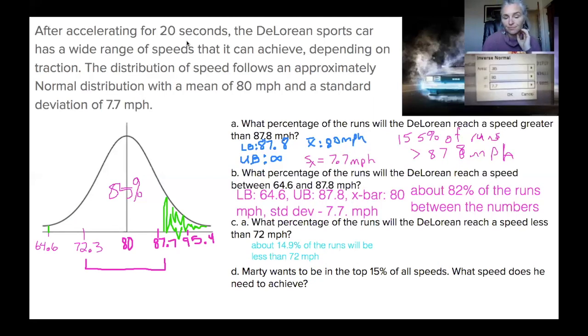She wants to be in the 85th percentile. In the top 15% means you're in the 85th percentile. And then we're using the same mean and standard deviation. And when I mash OK, it's going to give me the magic number.